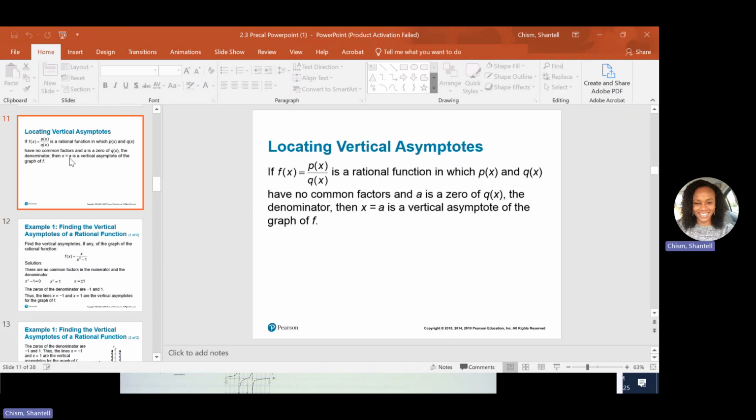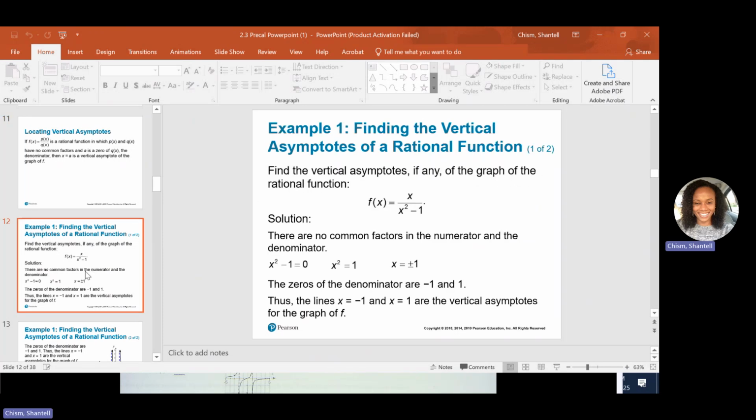First off, notice that it said first have no common factors, because sometimes you'll have a rational function where a term on the top can cancel with a factor on the bottom. But let's take a look at a few. So this example says find the vertical asymptotes, if any, of the graph of the rational function. Here's your function, f of x equals x over x squared minus 1.